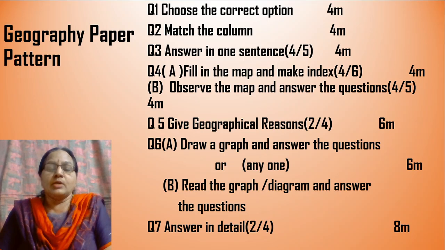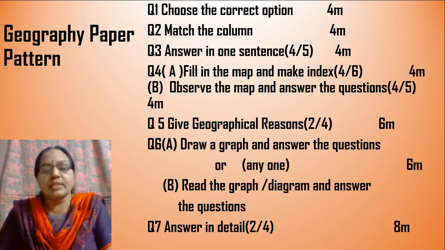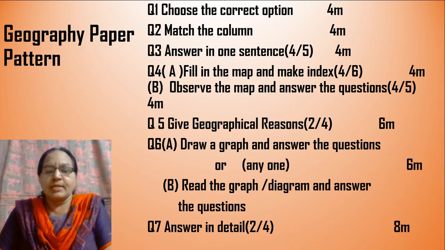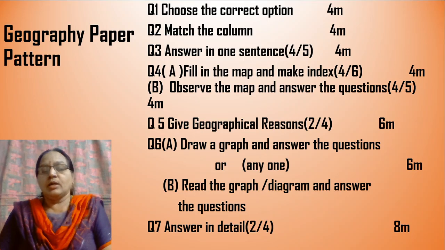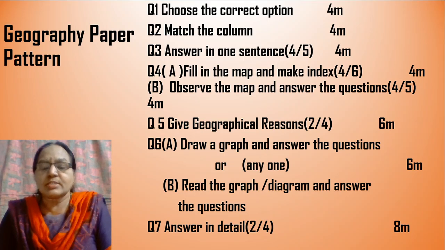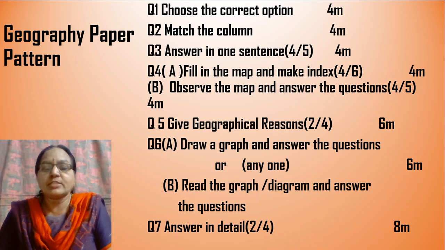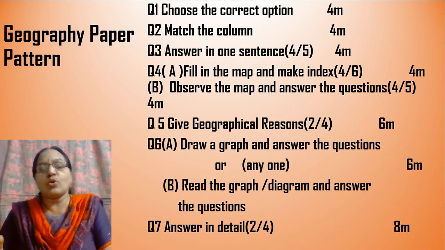Then the fifth one is give geographical reasons. 4 questions are given, out of which you'll have to answer any 2. So for that you have 6 marks. Then question number 6A, draw a graph and answer the questions. You would be given certain statistical information, data will be given. You are going to draw a graph.